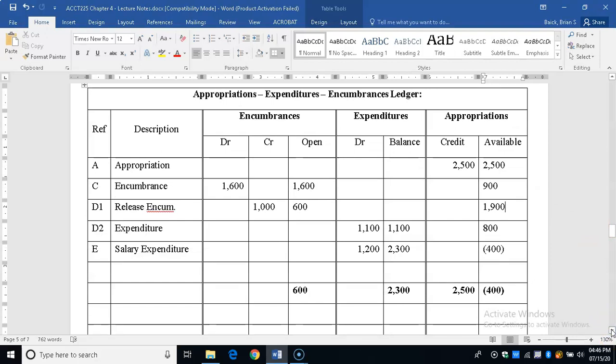Also, in part D, we have expenditure. We debit expenditure for 1,100. So how much expenditure do we have? 1,100. And once you actually spend the money, it's gone. So how much money is now available to spend? Well, we had $1,900 available to spend minus 1,100. There's only 800 left. 1,900 minus 1,100 is 800.